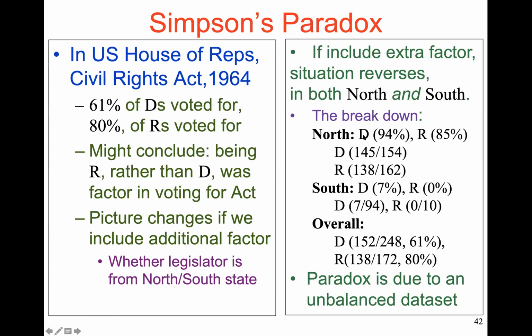The breakdown is, in the north, D was 94% and R was 85%. So those are the numbers here. And in the south, D was 7% and R was 0%. Overall, D is 61%, which is this number, and R is 80%. What happened? We get these numbers one way with the overall population, but when we break it down into the north and south, in both the north and the south, D had a higher proportion: 94 versus 85, and in the south 7% versus 0. It's called a paradox.